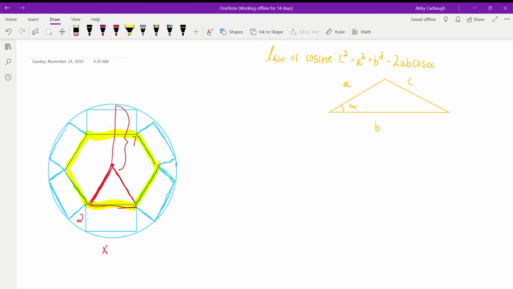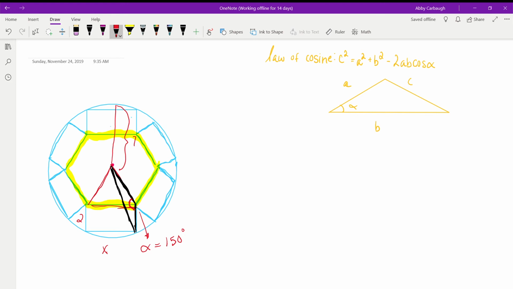So, in order to find x, we're going to have to create another triangle. And the triangle that we're going to have is going to be this one right here. So, knowing that this angle right here was 60 degrees, and then this one's 90, since they're all rectangles, this angle, which we'll call alpha, is 150 degrees.